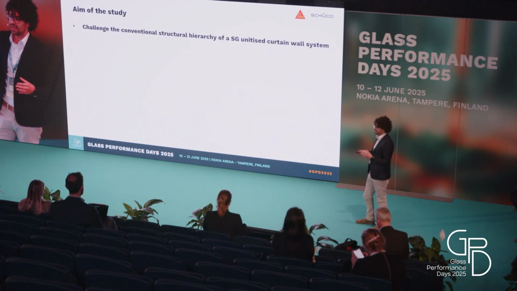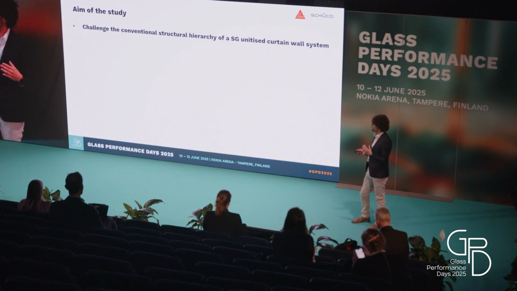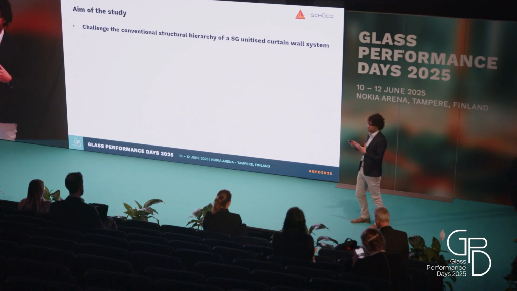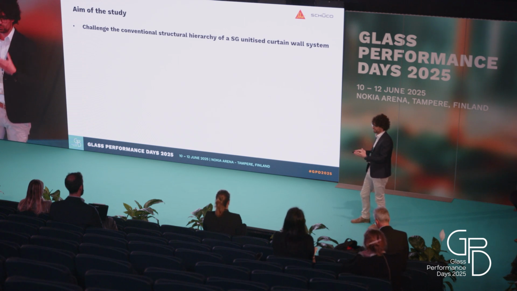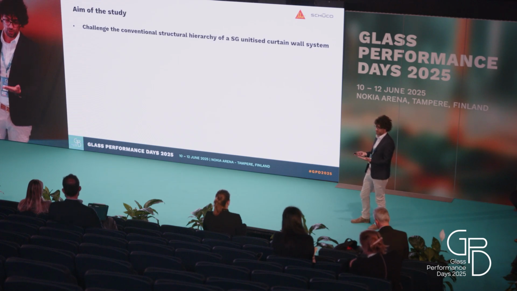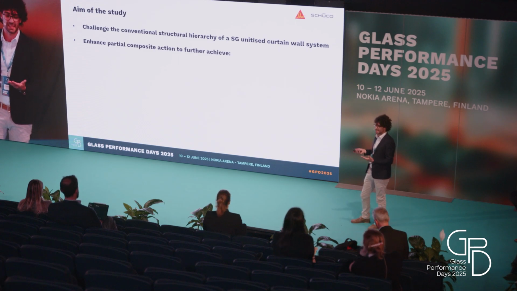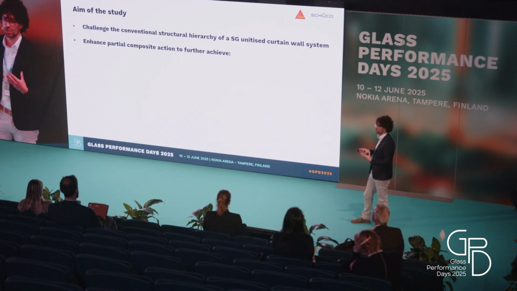So the aim of the study is mainly two big aims. The first one is a bit easier. We want to challenge the conventional structural hierarchy of a structurally glazed unitized facade. We want finally to push the market to consider, in most projects, the partial composite behavior between the glass and aluminium, given by the bonding of the structural silicone. But we also want to do a further step, because this is sometimes already done in challenging projects. So we want to further enhance that partially composite action.